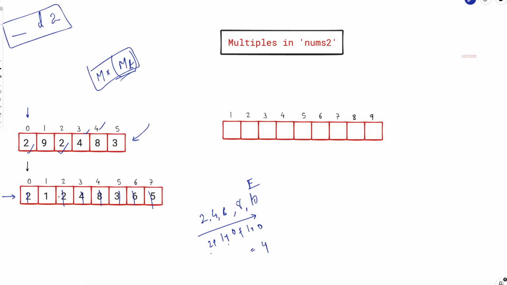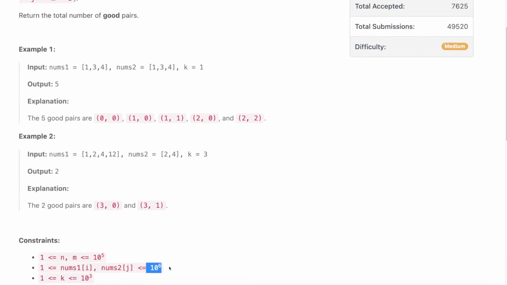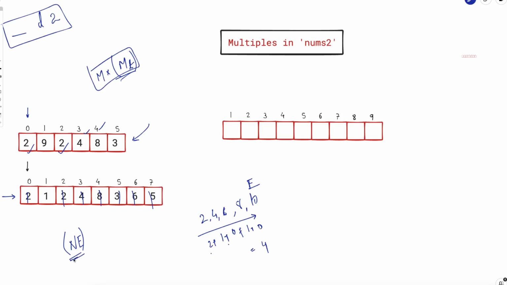Similarly, for this one, you will again iterate over 1, 2, 3, 4 all the way up to E, and so on and so forth. So in this scenario, the complexity would simply be order n into E, and E was greater than m. E is 10 power 6, m was 10 power 5. So E was even greater than m. So this complexity is even worse than what you had with the brute force, right? So you have to optimize this for sure.